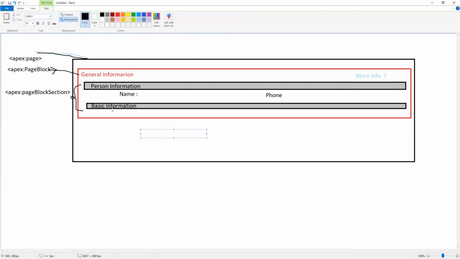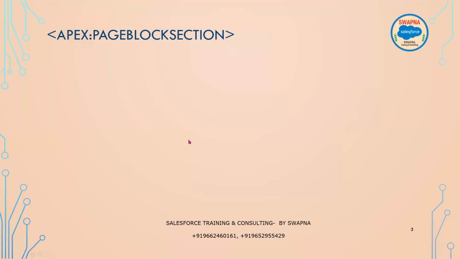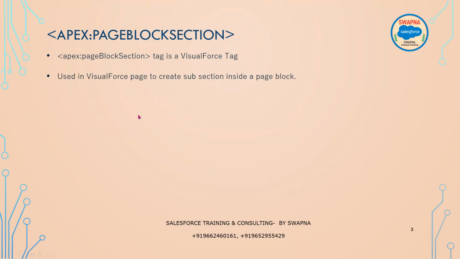Okay. So if you have already done it, you should be aware of what we are doing right now. Inside this page block, I'm going to add the page block section. So what is page block section? Let's go and understand the theory part of it. It's a Visualforce tag, and by using the page block section, we can use the Visualforce page to create a subsection within the page block.